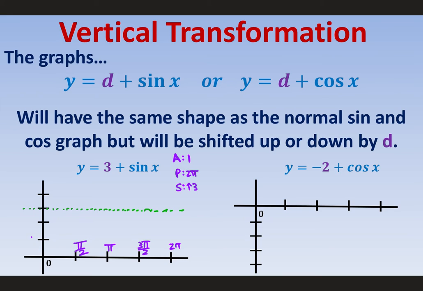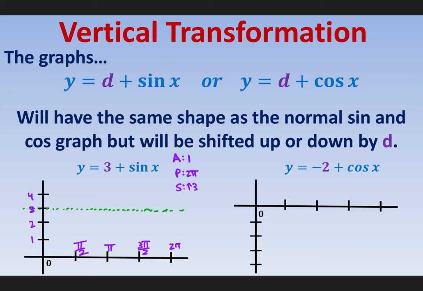Label my y-axis, 1, 2, 3 is my new middle line, and then I have to think, what's my amplitude? My amplitude is 1, so I have to make sure I at least go 1 above and 1 below 3. So 1 above 3 is 4. I already have the 1 below. Now that I have this, the last thing to do is to plot my sine graph.